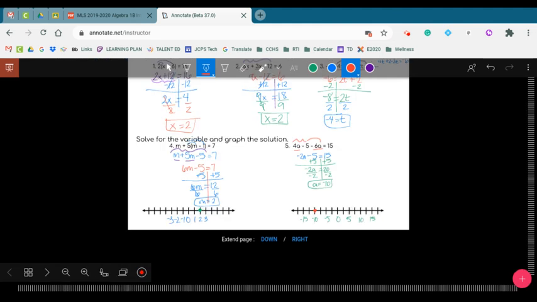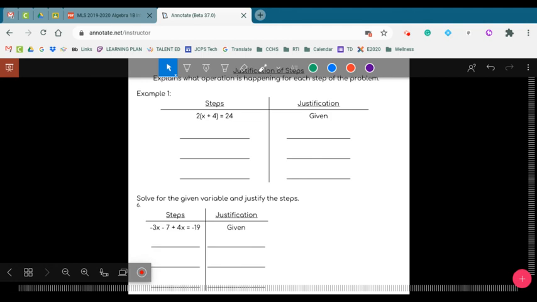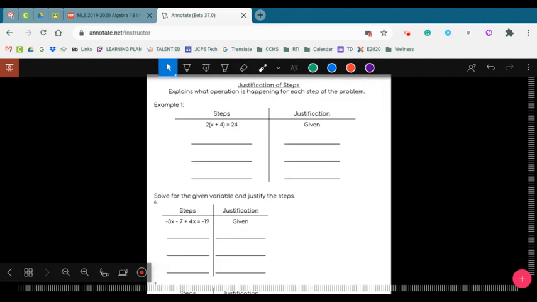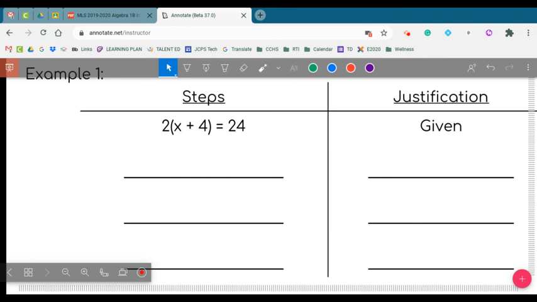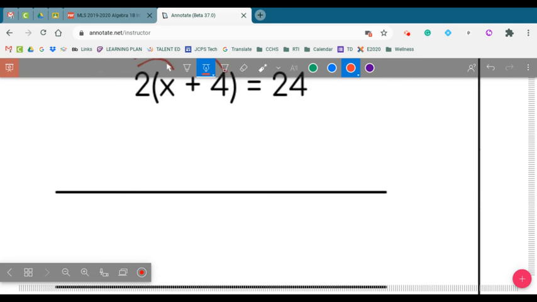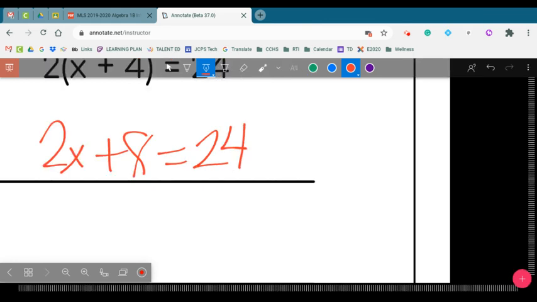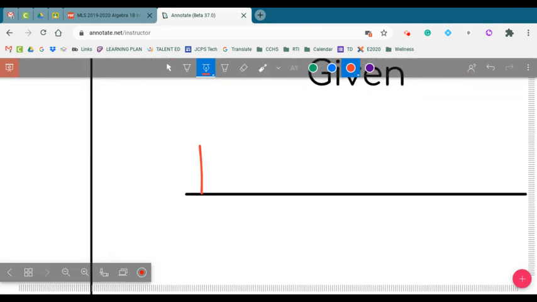Okay, let's go on to the next page. So this stage, we're just going to be justifying our steps. So it looks like we have 3 examples to do. So we've been explaining what we've been doing the entire time. We're just going to be writing it down. So my first step is to distribute. So I'm going to get 2x plus 8 equals 24. So I just multiplied. So my first step I did, I distributed.